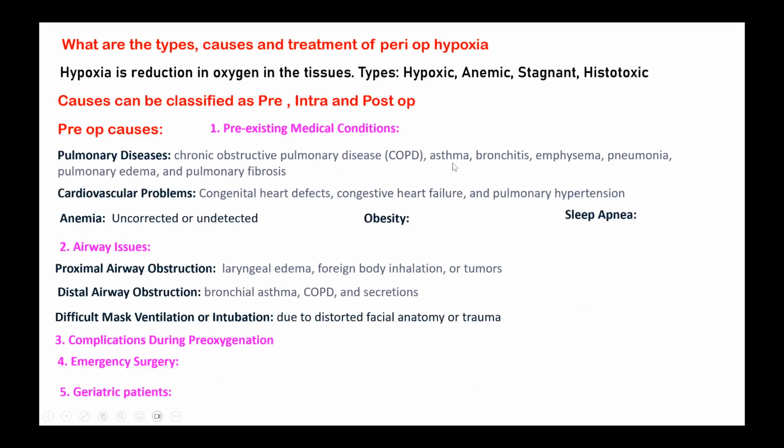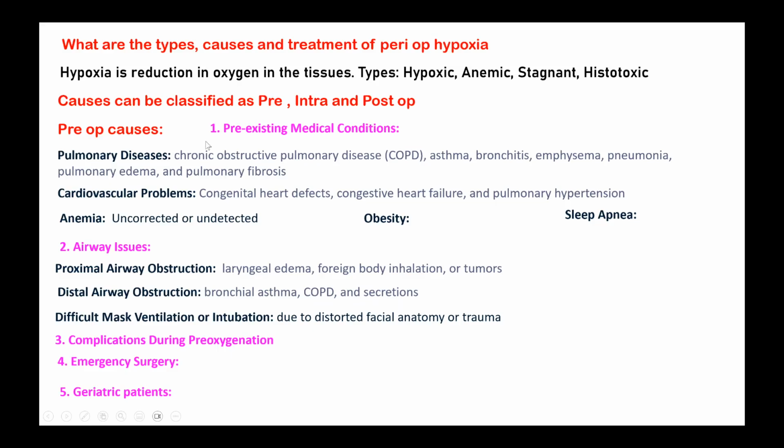Types of causes of hypoxia. No? There are 4 types, all of you know: hypoxic, anemic, stagnant, and histotoxic. Histotoxic is not a very common thing to happen, but these 3 are very common. Hypoxic, anemic, and stagnant causes are the most common causes for that.